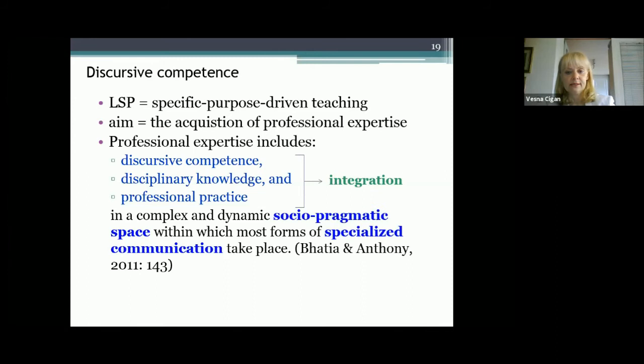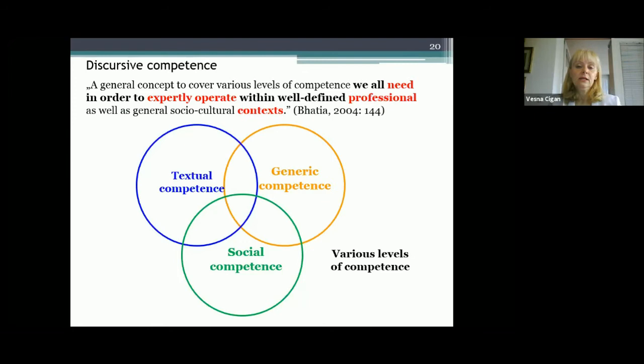Bhatia goes further and defines discursive competence as a general concept to cover various levels of competence we all need in order to expertly operate within well-defined professional as well as general sociocultural contexts. He also identifies three levels that constitute the discursive competence, namely textual competence, generic competence, and social competence.